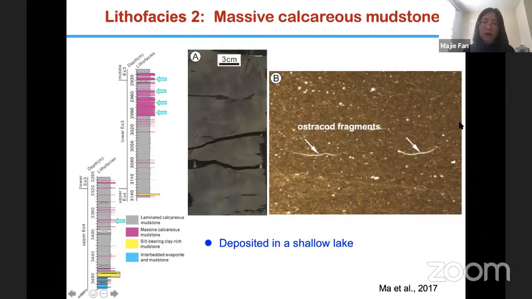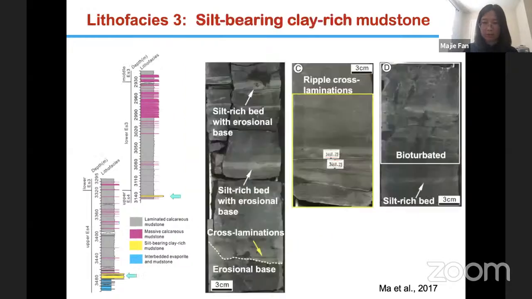And also, which I will not show here, we have some data of the chemical weathering index to compare between these massive mudstone facies and the laminated mudstone facies. That basically shows the climate seems drier during the deposition of the massive mudstone. So taking that together, we think that the massive mudstone was deposited in a shallow lake, basically shallower compared to the laminated mudstone.